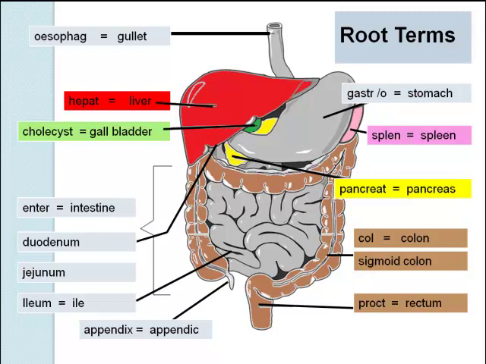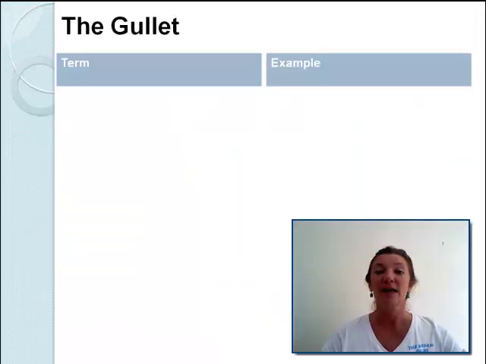At the start of the colon, there's a small little bit sticking out, and that is called your appendix. And many people have an appendicectomy, though it can also be called an appendectomy. Let's make some words out of this lot. Let's start off by looking at some terms associated with the gullet.